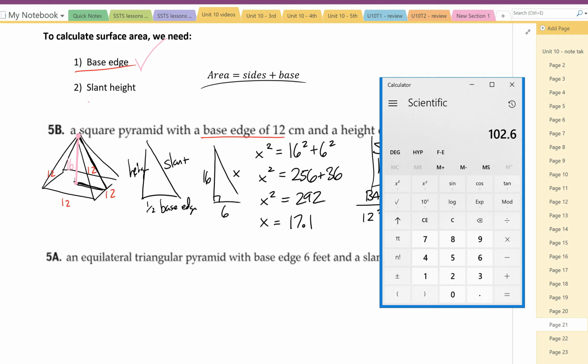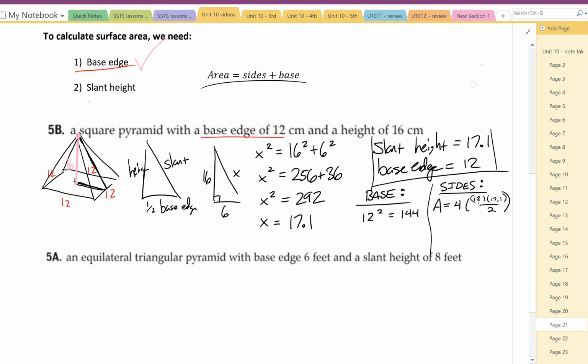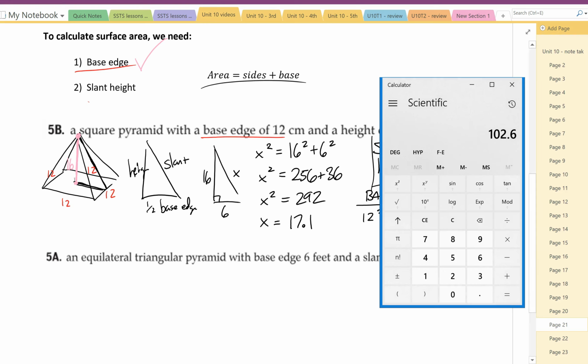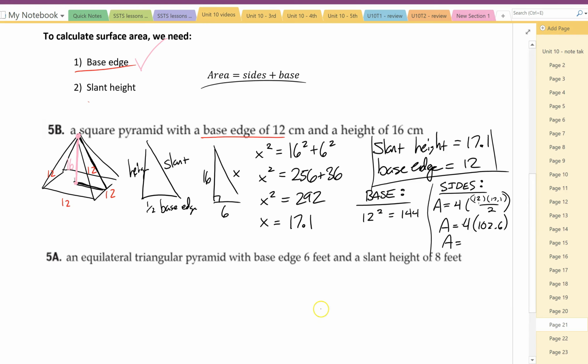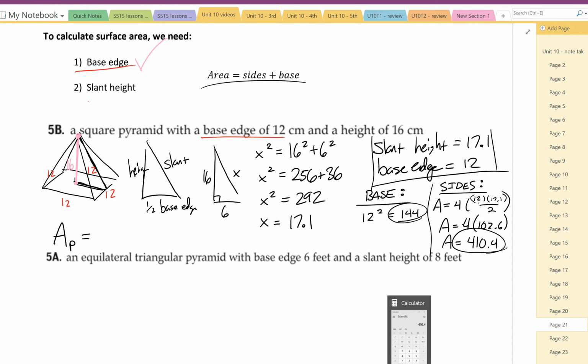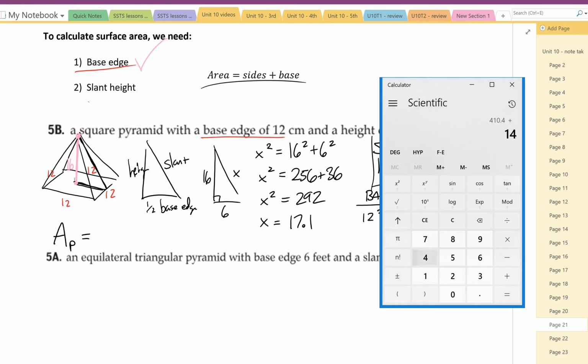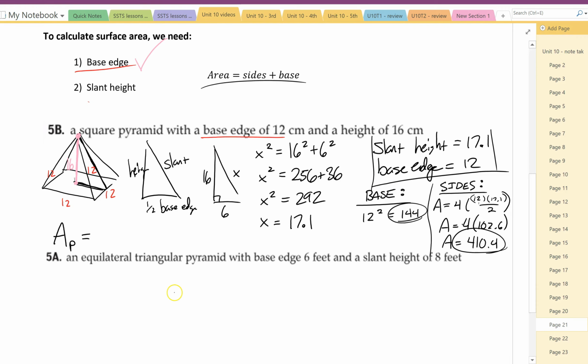That's the area, 102.6, that's the area of one of the triangles. Now I'm going to multiply that by 4 to get the combined area of all 4 triangles. So the area is going to be that times 4, so 410.4. Okay, so I have a 144 and a 410.4. I'm going to add those together. That's going to tell me the area of the pyramid altogether. 554.4.